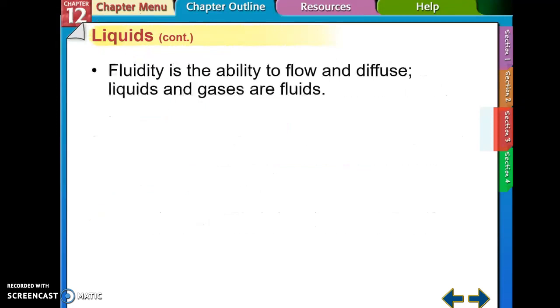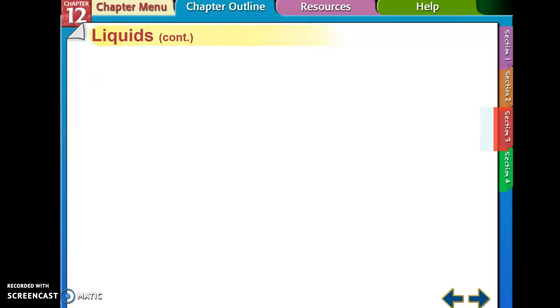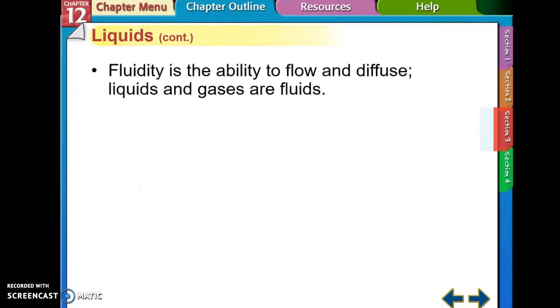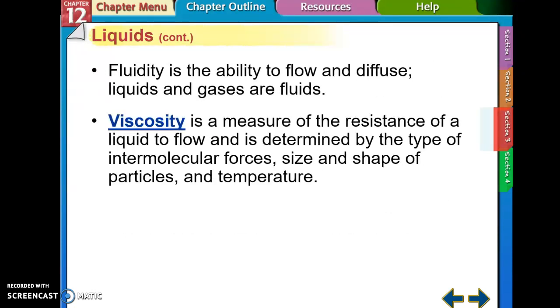Liquids are also able to flow and to diffuse, since fluidity is the ability to flow and to diffuse. Liquids are fluids. Gases are fluids because both flow, because they both have that not fixed position. So fluidity is the ability to flow and to diffuse. Viscosity is the measure of resistance to flow, and is determined by the type of intermolecular force, the size and shape of the particles, and the temperature.